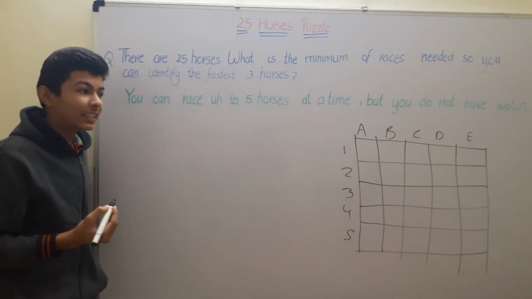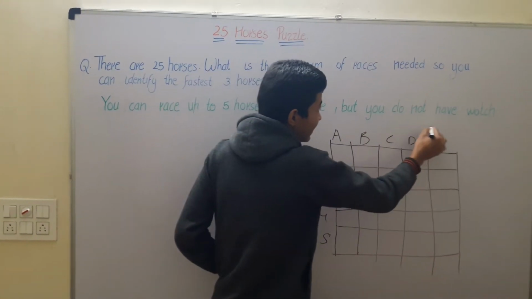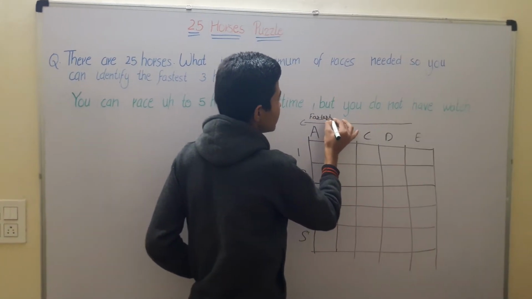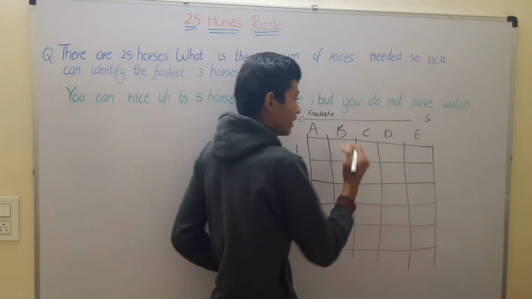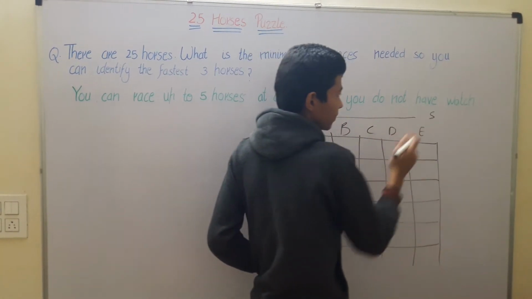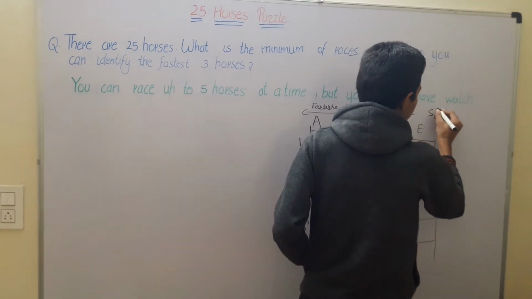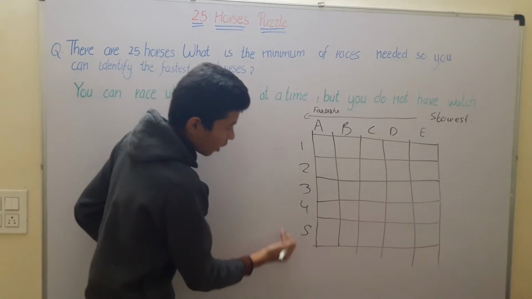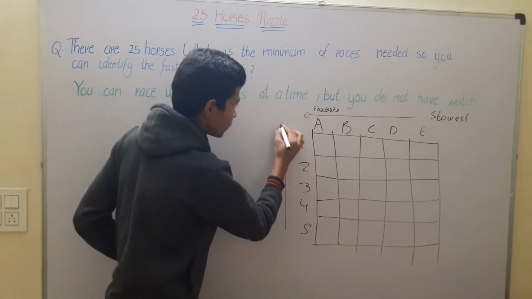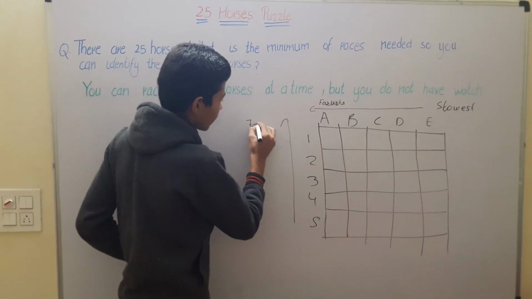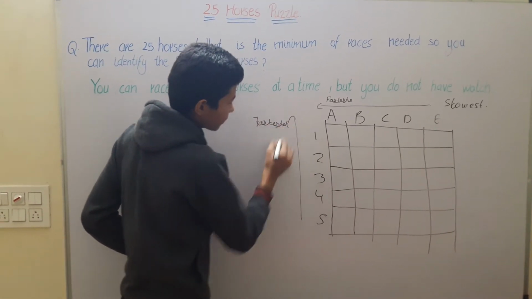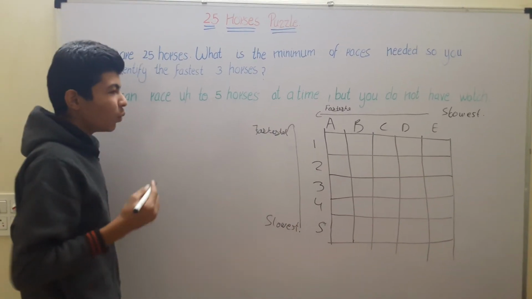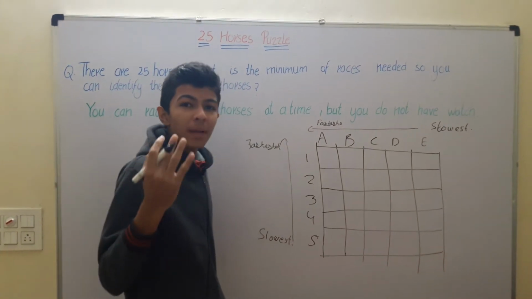For simplification, in this direction this would be the fastest horse, and here would be the slowest horse in reference to A, B, C, D and E. In a similar way we go along the 1, 2, 3, 4, 5 columns: here would be the fastest, and here the slowest. Now first we require a minimum of 5 races.